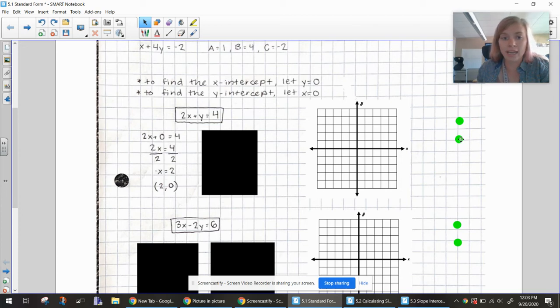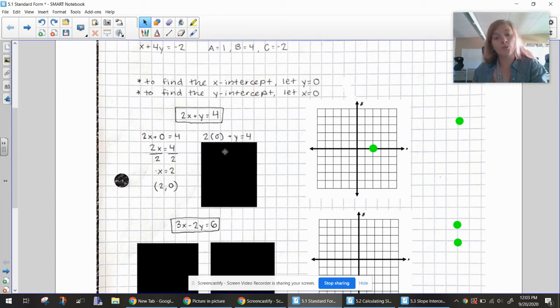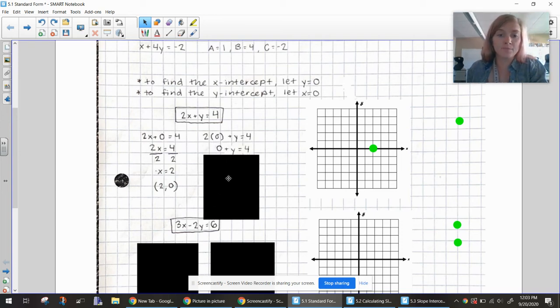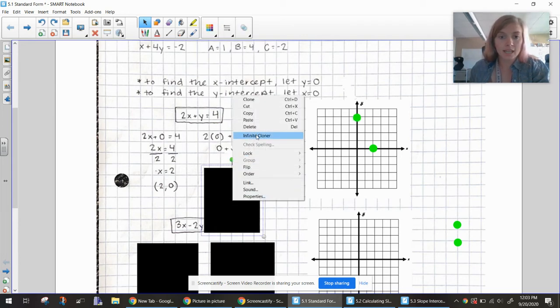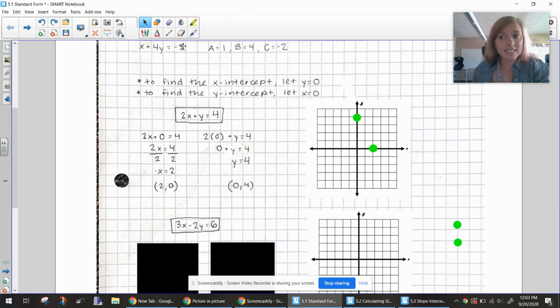And I'm actually going to go ahead and graph that x-intercept. My y-intercept is where x equals 0, so I'm going to substitute a 0 in for x. So 2 times 0 plus y equals 4. 2 times 0 is 0. 0 plus y equals 4, so y equals 4. That's my y-intercept. That's how easy the standard form of a linear function makes finding the intercepts.